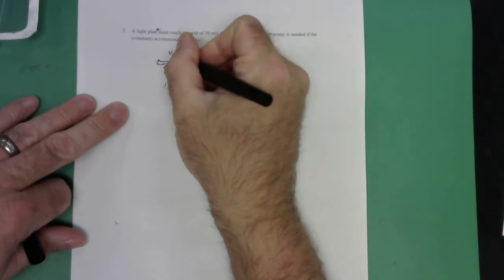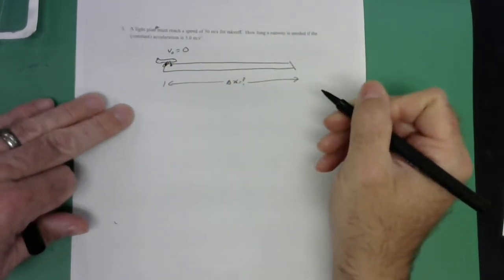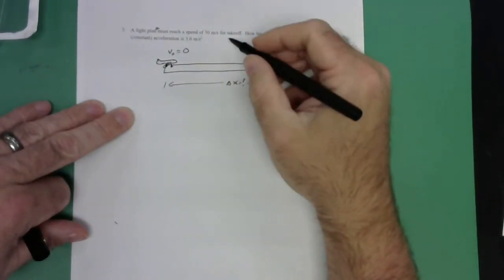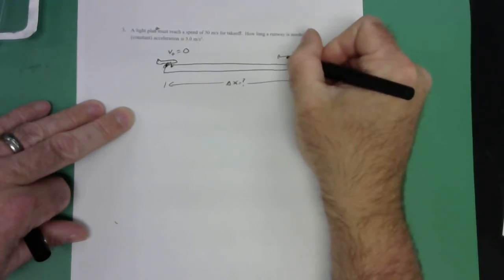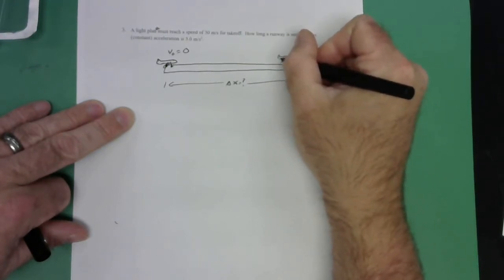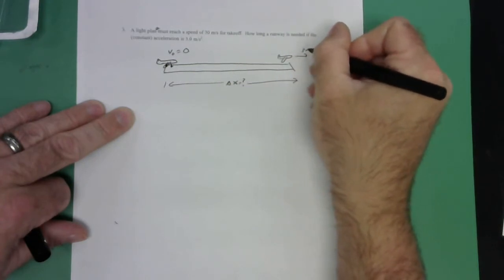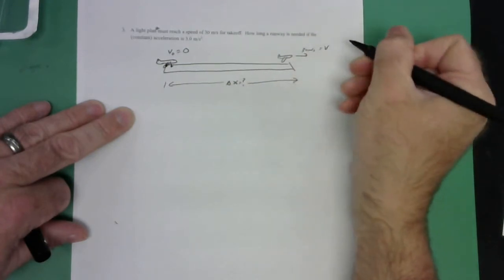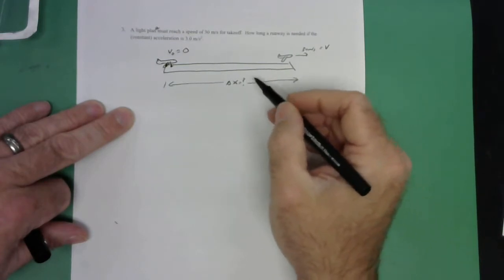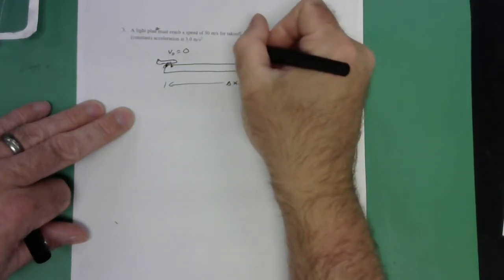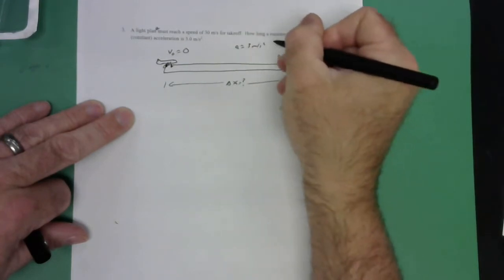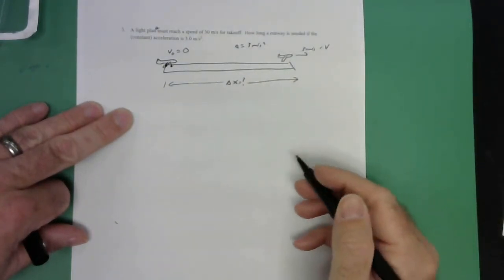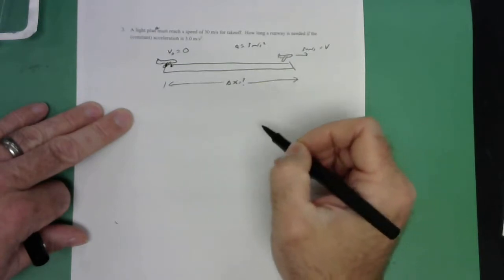So we're going to say the initial velocity is 0. We're going to assume that it starts from rest. And we know that it has to reach a speed of 30 meters per second. That'll be our final velocity. And we know that the acceleration is 3 meters per second each second. That is how quickly we're changing our velocity. Every second we add 3 meters per second to our velocity.